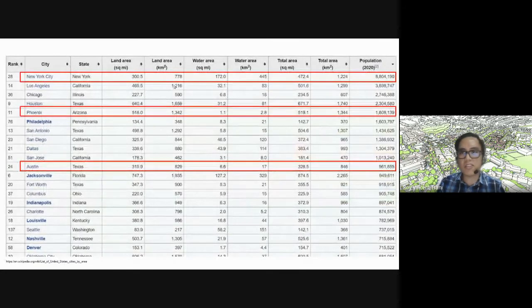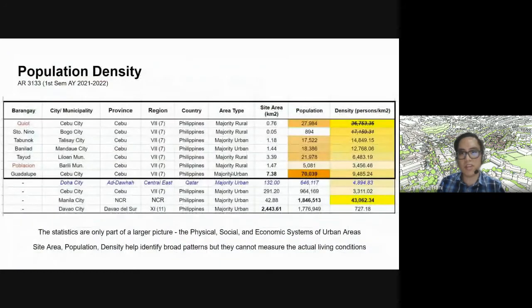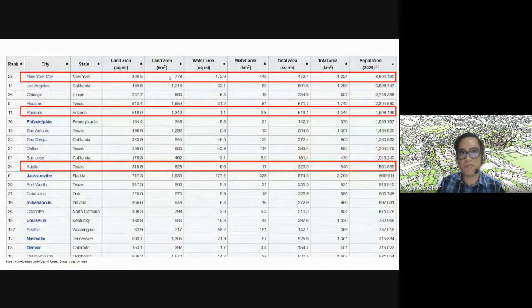So another comparison over here, we have New York City, total population of 8 million, living in an area of, let's look at the land area because people can't live in the water area, so they divided it into land area and water area. So this is just a quick wiki search. Total land area of New York City is about 778 square kilometers. Compare that with Manila at 42 square kilometers and Doha City at 132 square kilometers. So big area, large number of people.